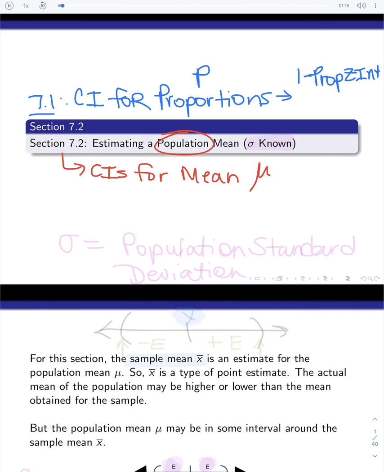Okay, what we're going to focus in on first is when we actually are going to be given sigma. Well, what is sigma as a reminder? Sigma is your population standard deviation. So if we know our sigma, we're going to do something one way. If we don't know our sigma, we're going to do it another way, but there's still confidence intervals for the mean. That's the only thing that we're looking at in this particular section.